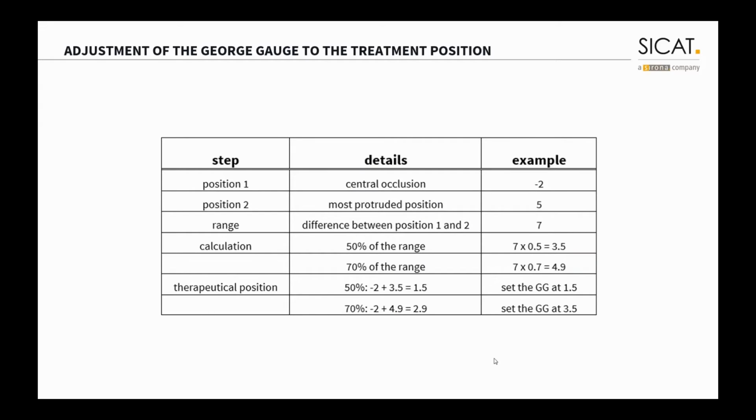And here we have an example I have in the chart. I have position number 1 and position number 2: central occlusion and the most protruded position. And here, for the example, it is from -2 to 5, so the difference is 7. If you want to calculate 50% of that, you do 7 times 0.5, so you have 3.5. You set your George gauge on the -2, that's your starting position, plus the 3.5, so you set it on 1.5. The same with 70%: you just add the 4.9 to the -2, so you put your George gauge on 3.5.